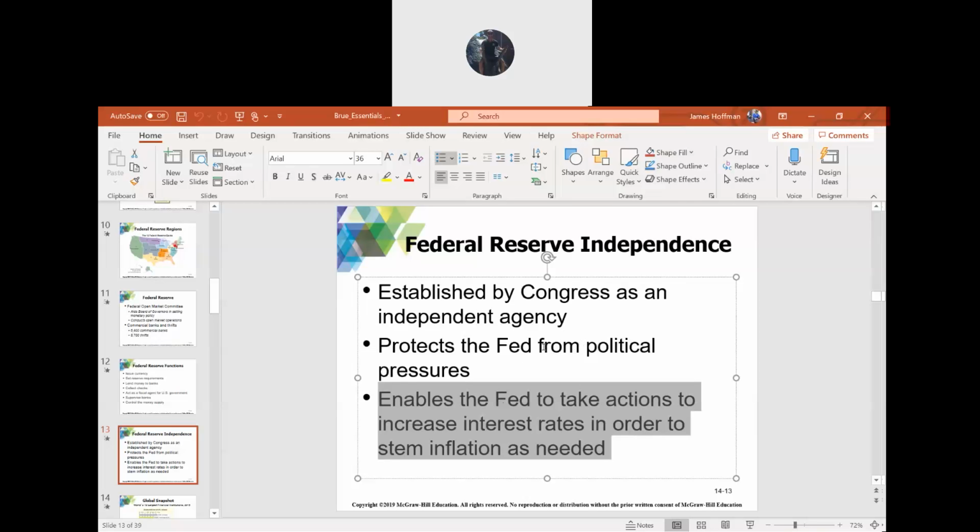But we'll talk about what they've done in addition to their normal monetary policy next time. But basically, what they're trying to do is control the money supply and try to influence interest rates to try to increase or decrease investment.